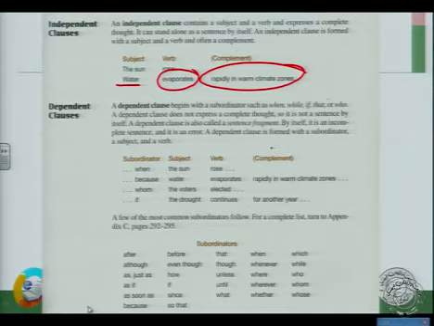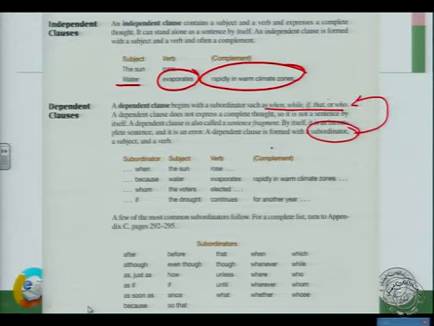A dependent clause is formed with a subordinator, subject, and a verb. But there must be a subordinator, which is one of these. We call these subordinators. Subordinators are used to connect the dependent clause with the independent clause, and not the other way around.